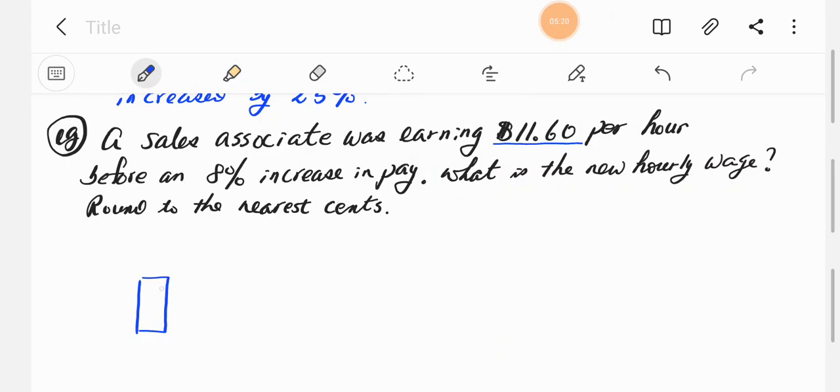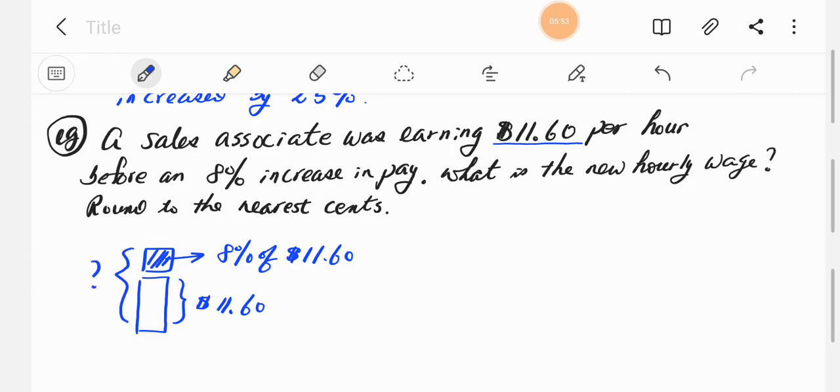So this is 11.60, right? So I'm gonna add 8%. So this amount will be 8% of what? The original amount, 11.60, right? Okay, then what is the new hourly wage? So what is this one? So this is what we're looking for, right?